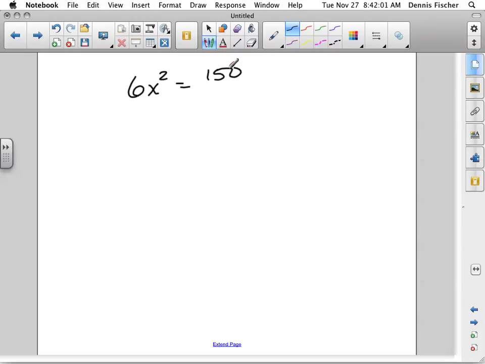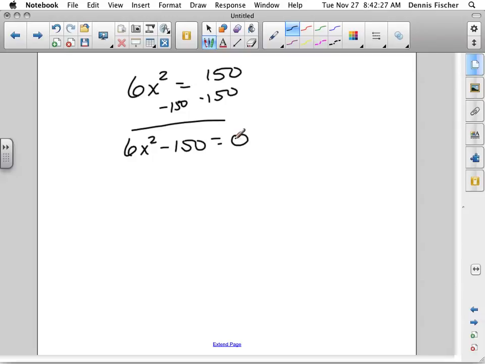How do you know what method to use? That's what I'm going to talk about here. How do I know I'm not using completing the square? Because there's no middle term. Usually, if I solve the equation, there are 2 ways. The first thing you usually do is get everything on one side. I want it to equal 0, right? So I get 6x squared minus 150 equals 0.